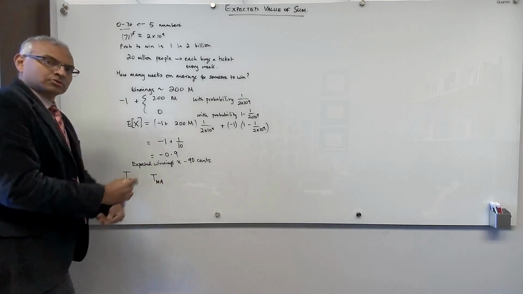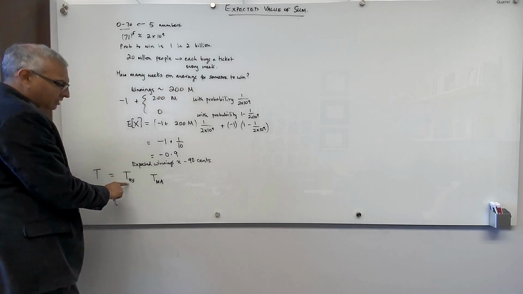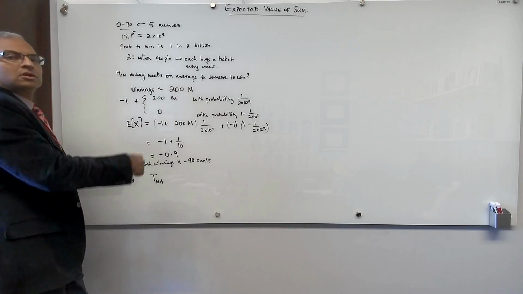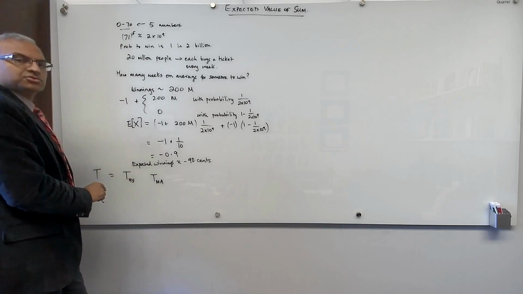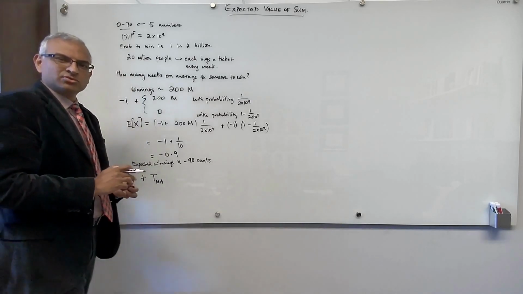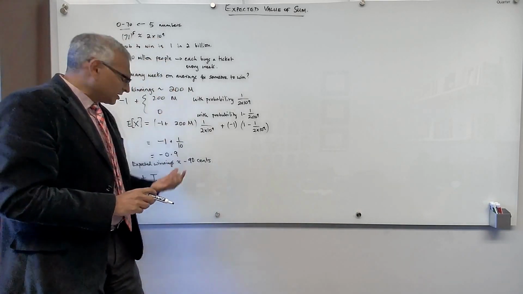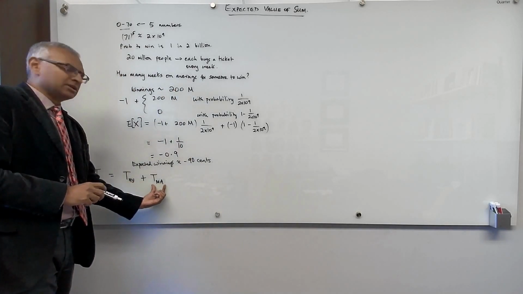And so your total winnings, let's call it T, is equal to, let's denote by T sub New York your winnings from New York, and T sub Massachusetts your winnings from Massachusetts. So your total winnings is the sum of these two winnings. And so you might think, well, whatever I win here is whatever I win here.